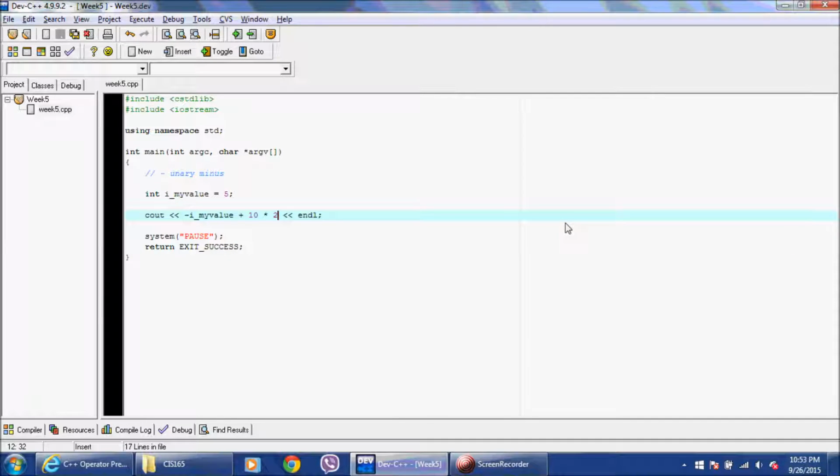Okay, let me backtrack a little bit. This unary minus is still considered an operator. Because it's unary, it only acts upon one operand. In this particular case, it would be this one operand. Okay.